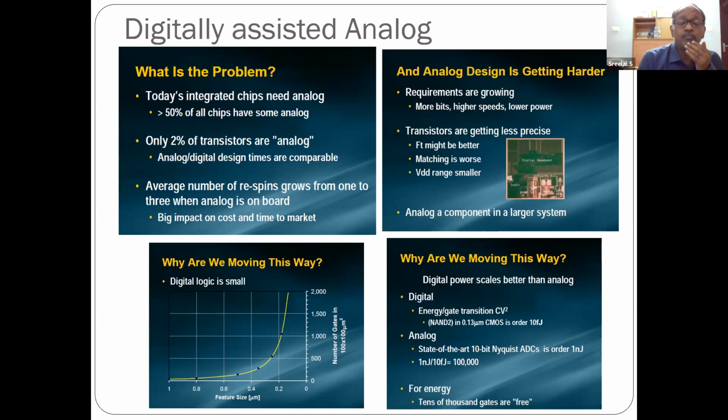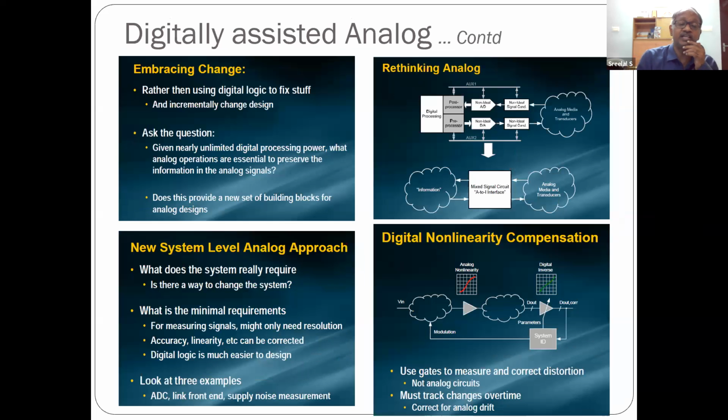So this is another paradigm called digitally assisted analog. So that is another paradigm in the new designs. So the basic problem is that today's integrated chips need analog, and 50% of chips need analog, but only 2% of the transistors are analog. So the analog design is getting harder and harder. So how do we use digital in order to help us in this scenario? So why are we moving this way? Because the digital power scales better than analog. That is why we are trying to see whether some of the analog functions can be assisted by using digital.